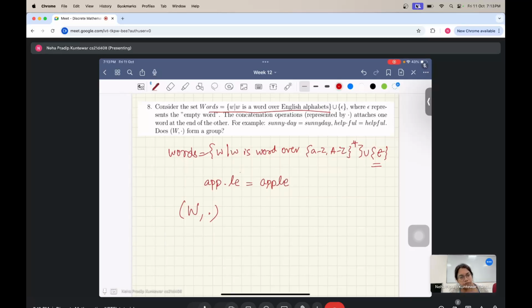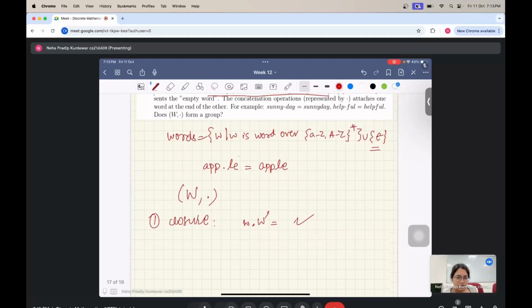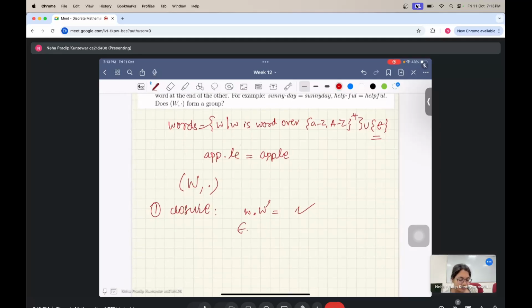Okay, so let's try to solve this. So first thing is the closure property, and notice that if I take any word here and I concatenate it with any word here, that gives me back another word which is a valid word over the English alphabet. So the closure property trivially holds.